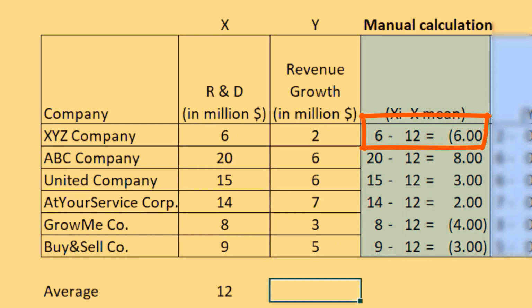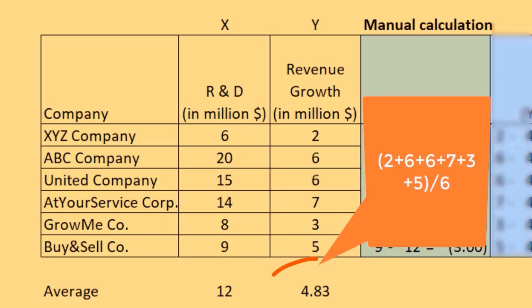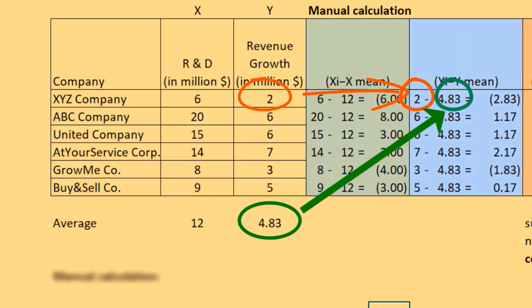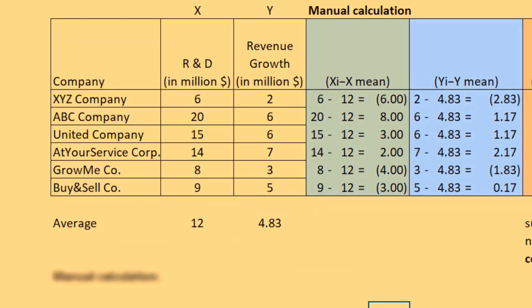We will also do the same with variable Y. Average of Y is 4.83 computed as 2 plus 6 plus 6 plus 7 plus 3 plus 5 divided by 6. Observation of 2 minus average of 4.83 equals negative 2.83 and so on.